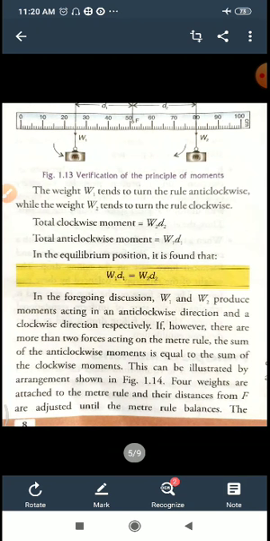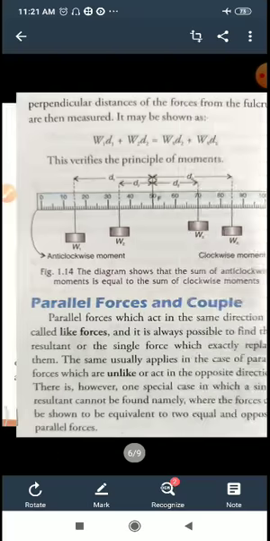If, however, there are more than two forces acting on the meter rule, the sum of the anti-clockwise moments is equal to the sum of the clockwise moments. This can be illustrated by the arrangement shown in figure 1.14. Another figure is also there. Four weights can also be balanced, two on each side of the pivot. In that case, how can we calculate it? In equilibrium positions, let us see that.